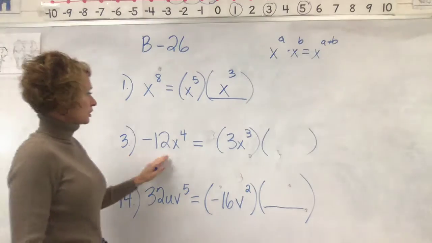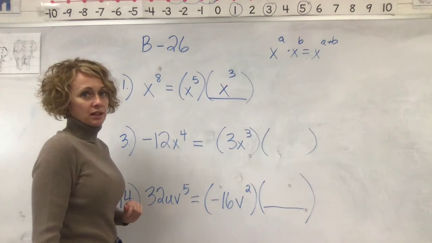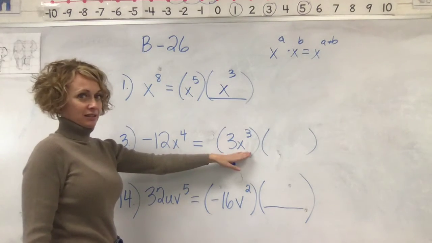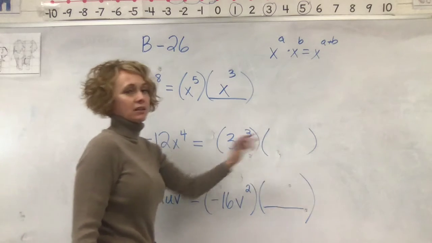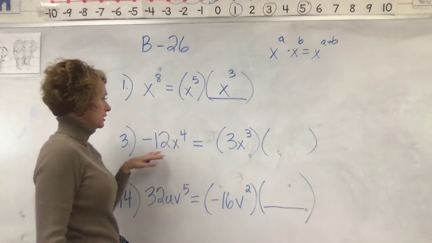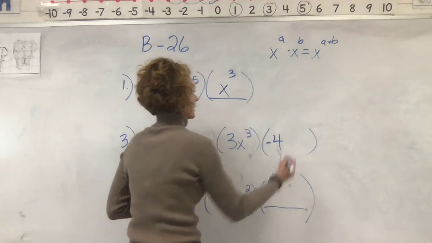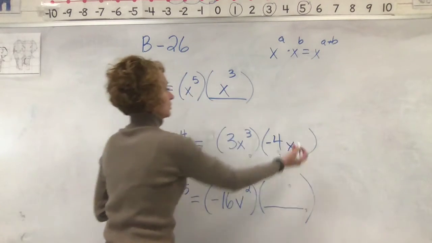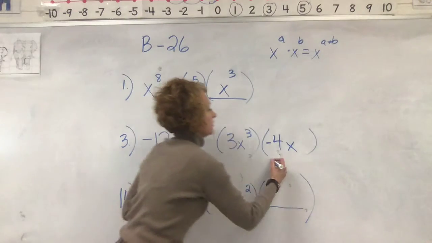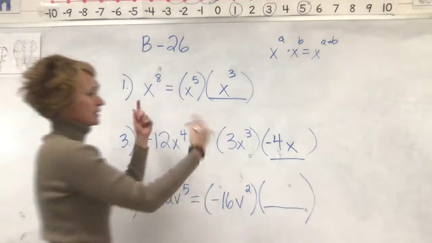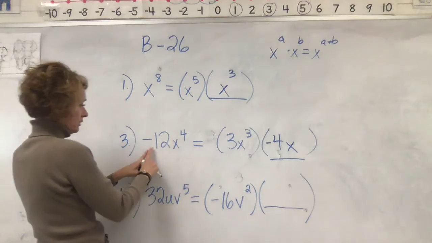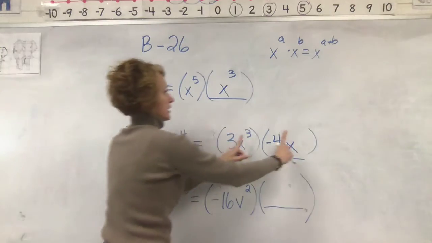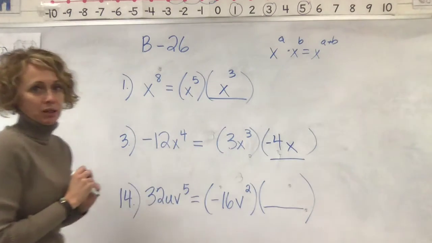Skip down to number 3 and look at that one. It gives you negative 12x to the 4th, and you're really dividing it by this term. So what would have to fit in there? Well, what would multiply by 3 to give you negative 12? It would have to be negative 4, and you'd have to have an x to the first power, so you would just leave it as a negative 4x. And I go back in and check it. Does this multiply to give me this coefficient, and do these powers add to give me that power?